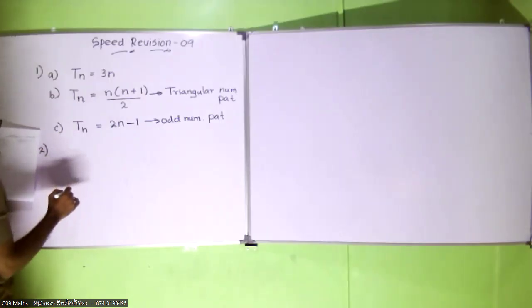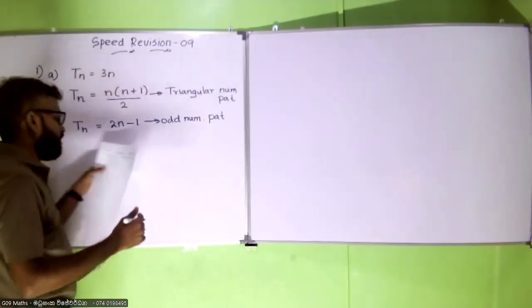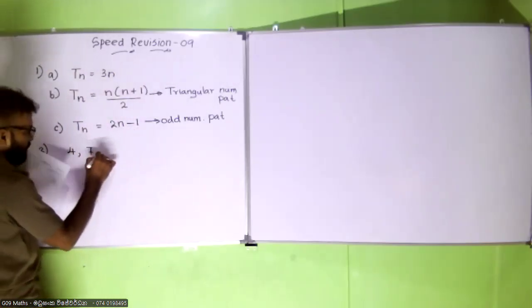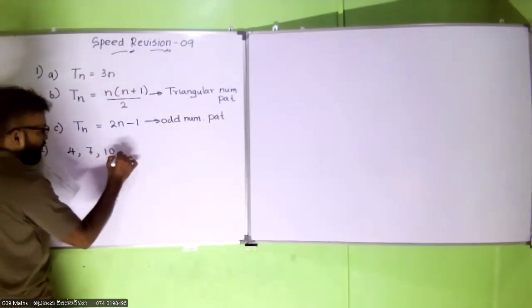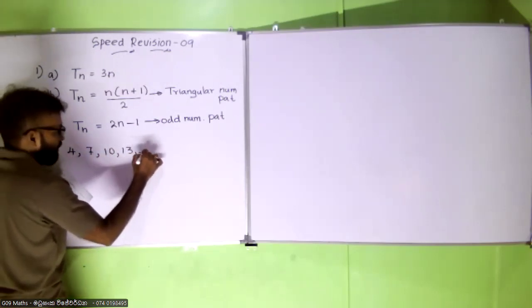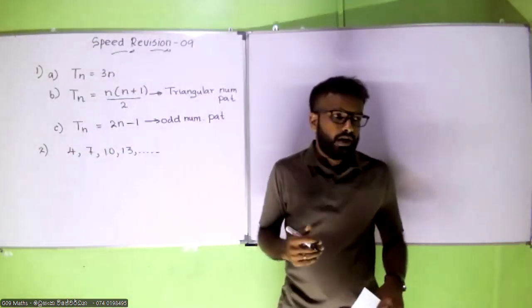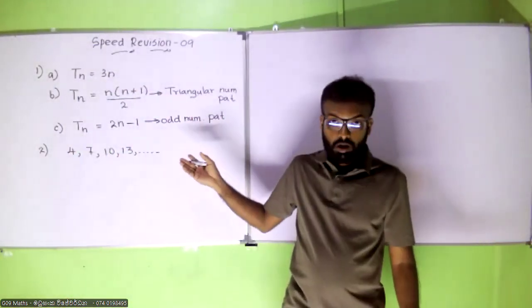Find the general term of the below number pattern and then find the 10th term. So you have a number pattern something like this: 4, 7, 10, 13. This kind of question can be there in your exam.